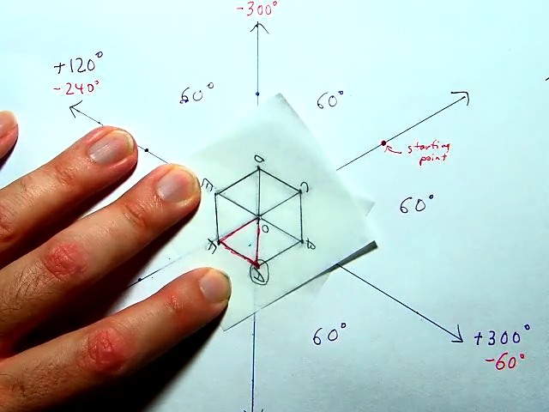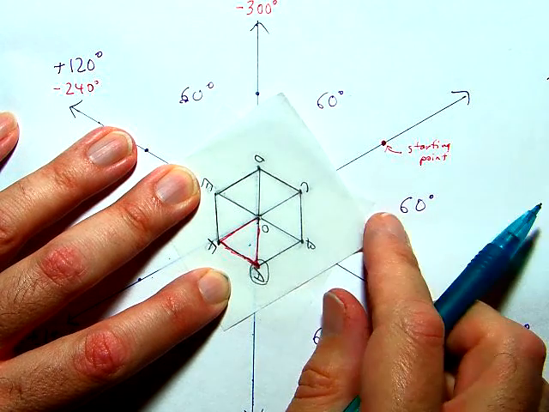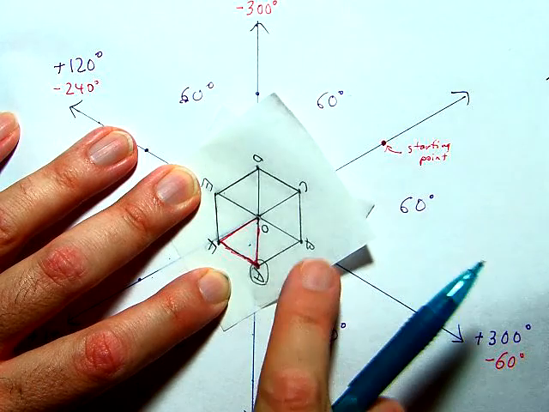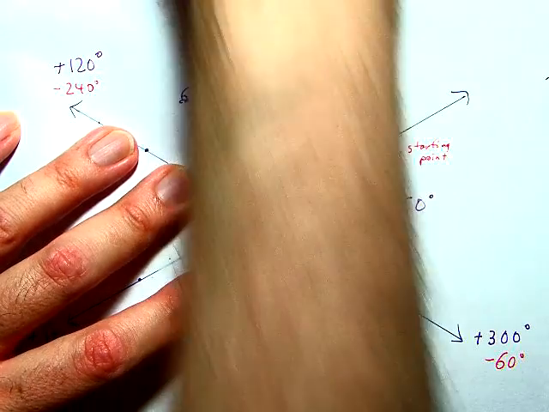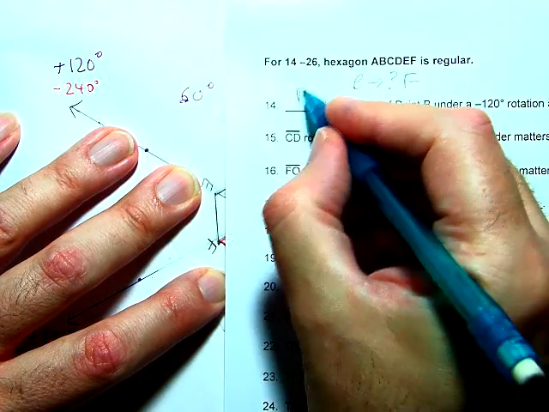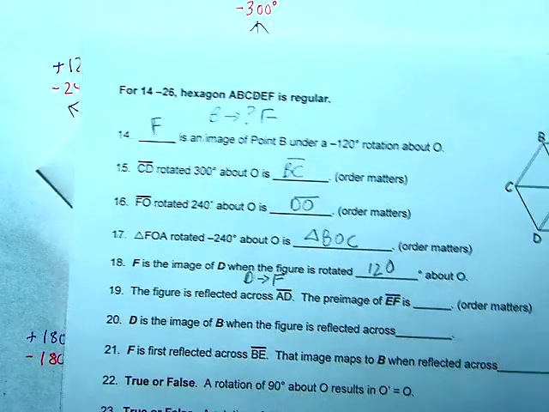So what does B map to? What is the image of B under a negative 120 rotation? Well, this was B, but it is now F. Okay, so B maps to F. So the answer is F. B maps to F, and F is an image of point B under a negative 120 degree rotation about O.